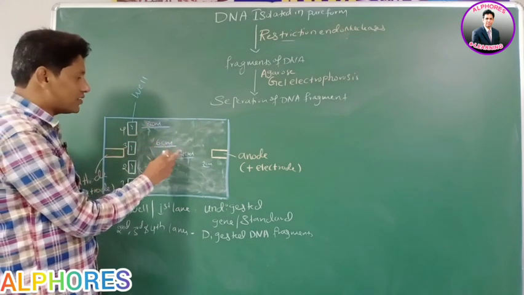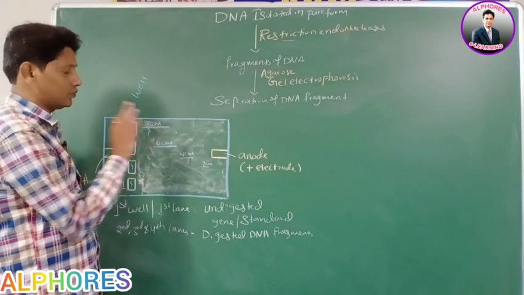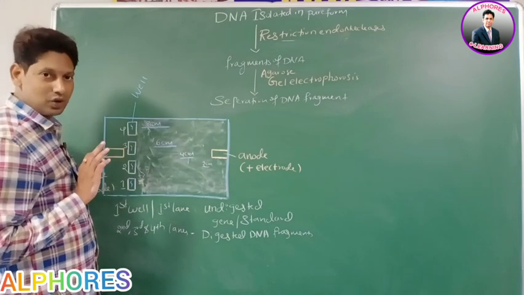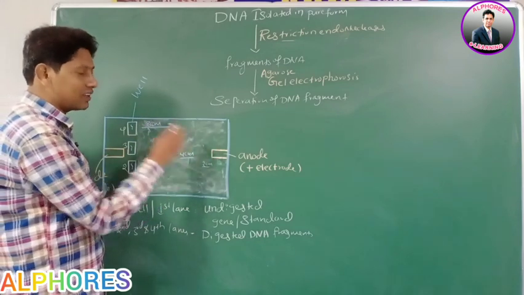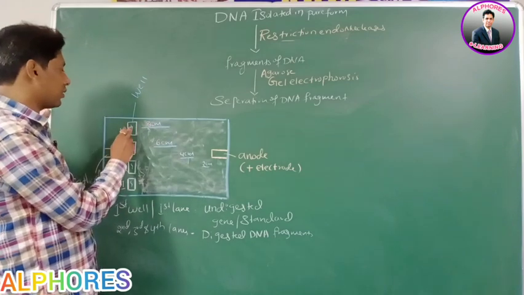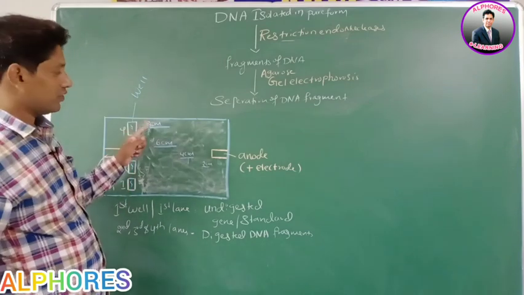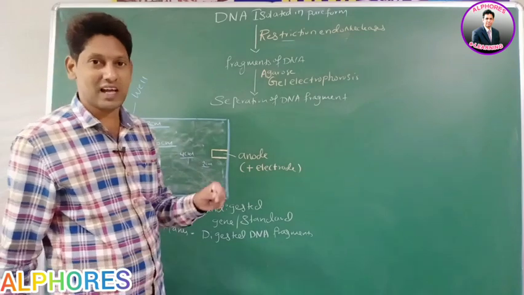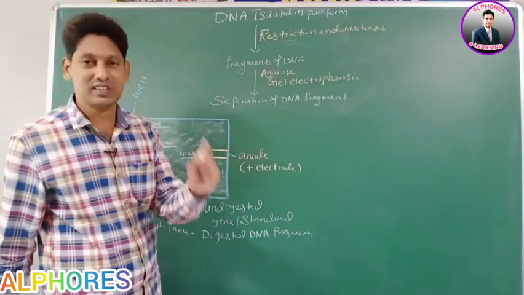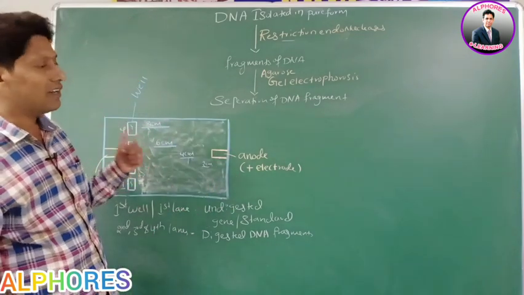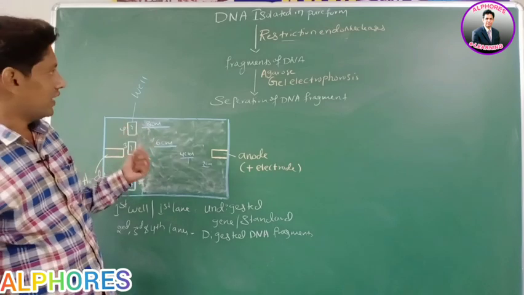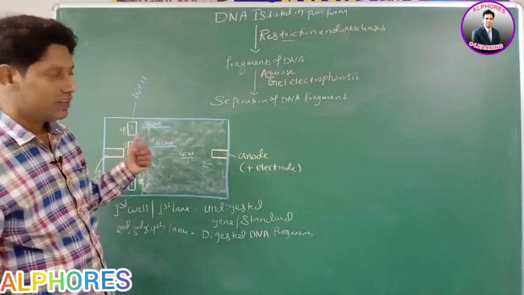These fragments get separated according to their size. The smallest fragment is near the anode, whereas the largest fragment is near the wells. Therefore, separation of DNA fragments has taken place according to their size. Are these statements okay?